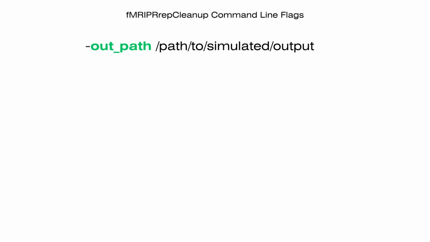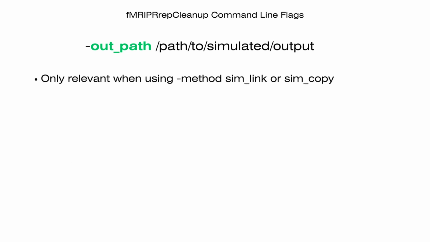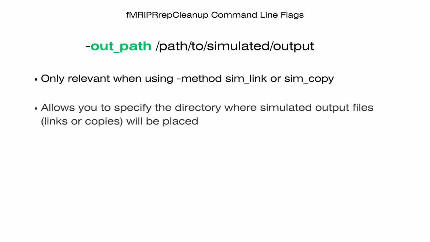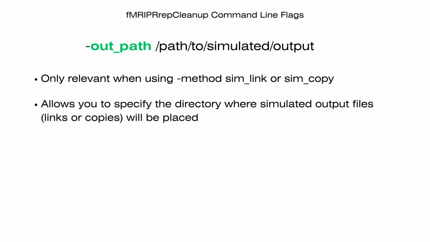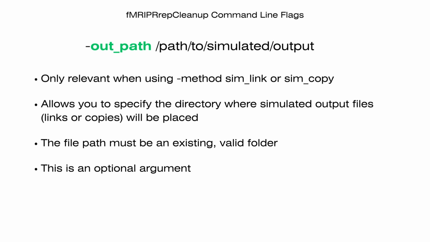The final possible argument is out_path. This one is simple and only applies when you're using either the symlink or symcopy method. Whereas by default, the linked or copied output directory will be created in your current working directory, this argument allows you to provide another file path in which this output should be stored. This file path must be an existing folder. The link to or copy of your data will be placed within it. Again, this argument is optional. You don't need to specify it.